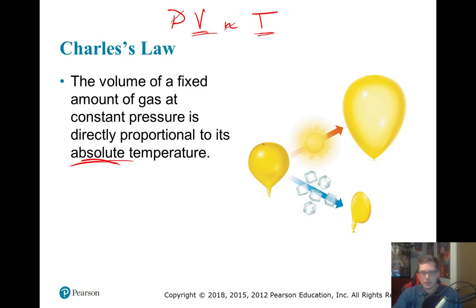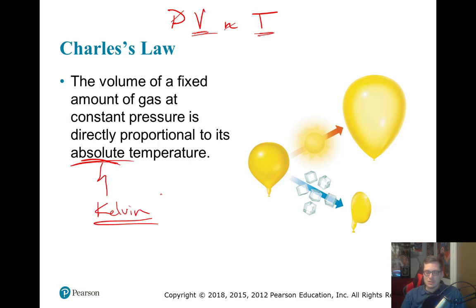Now the trick here, this absolute temperature, is an important value. Whenever we talk about absolute temperature, really we're talking about Kelvin. The Kelvin part is important because on the Kelvin scale, Kelvin cannot have negative values. It starts at 0, that's absolute 0.